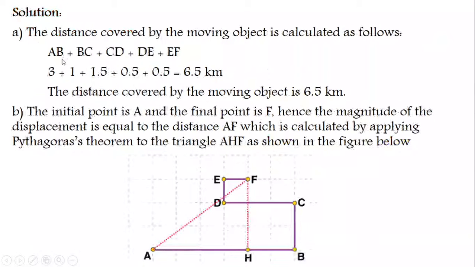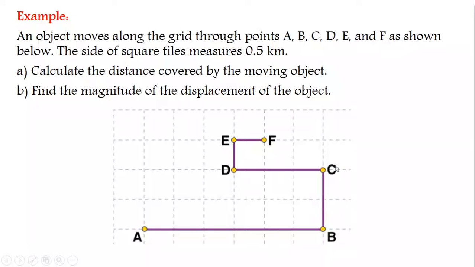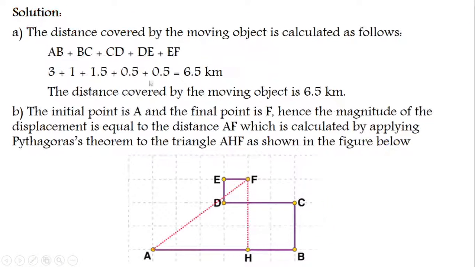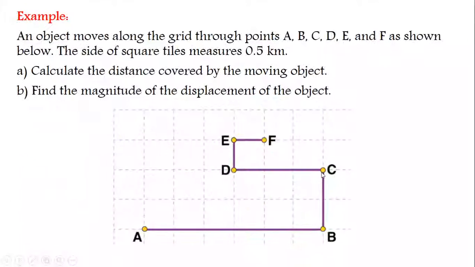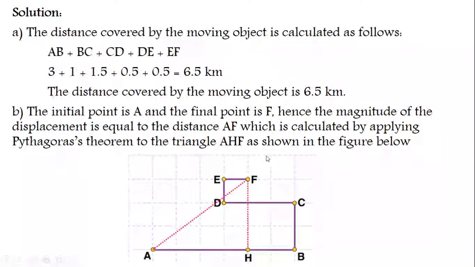A to B is 3 kilometers, and B to C is 0.5 plus 0.5, total 1 kilometer. Here C to D is 0.5, 0.5, 0.5, which is 1.5 kilometers. In total it is 6.5 kilometers. The distance covered by the moving object is 6.5 kilometers. You can calculate it easily, and then go for displacement.